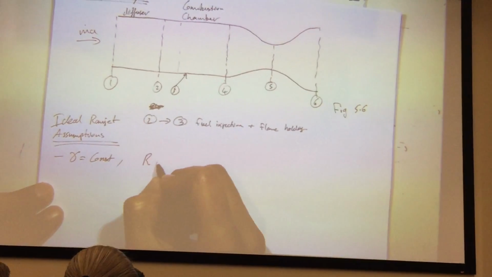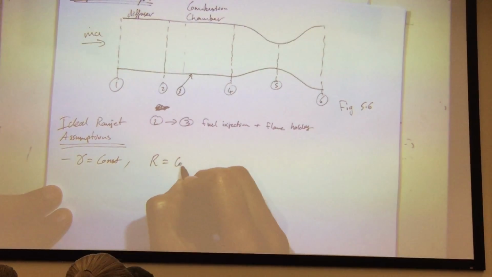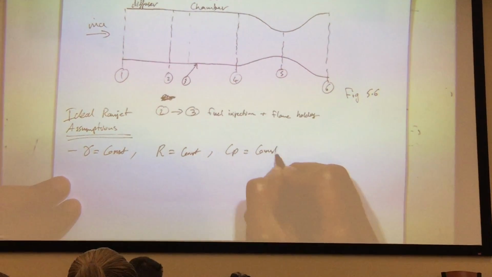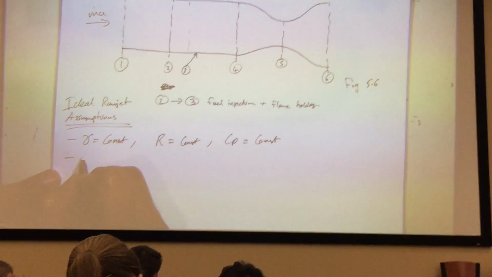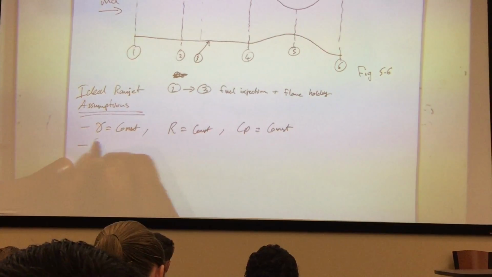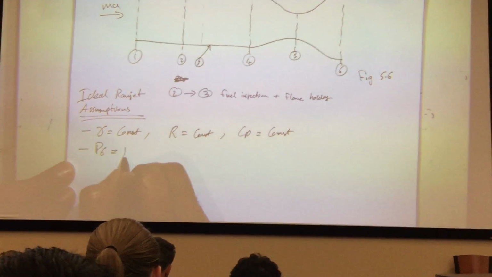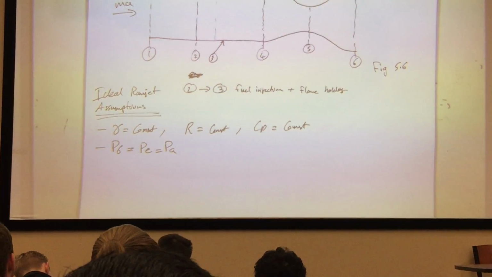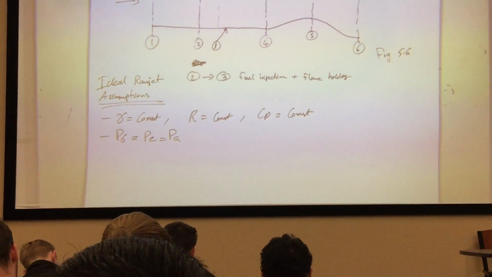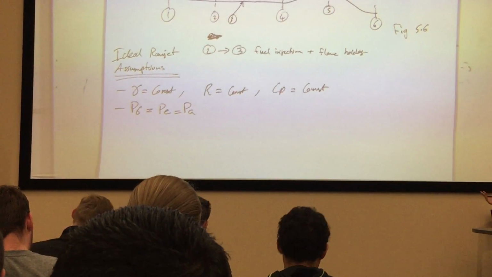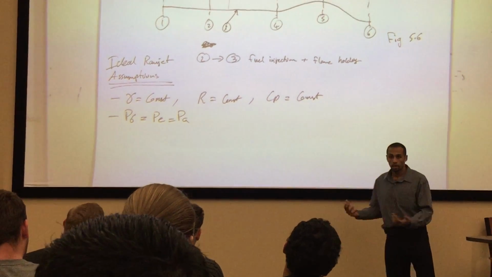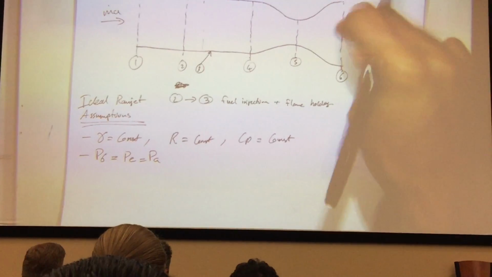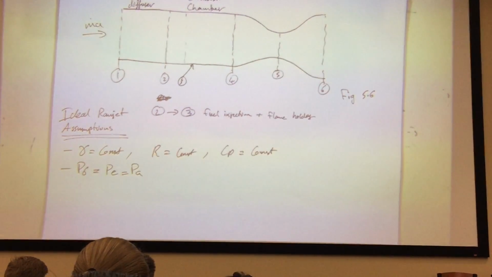So the universal gas constant is equal to constant, CP is equal to constant. What other assumption are we going to make? We're going to say P6 is equal to P exit is equal to P ambient. That means I'm ideally expanding through my nozzle there. So if my flow is subsonic and the flow outside is supersonic, and I'm ideally expanding through this, what is the flow Mach number outside here? Is it subsonic or supersonic?